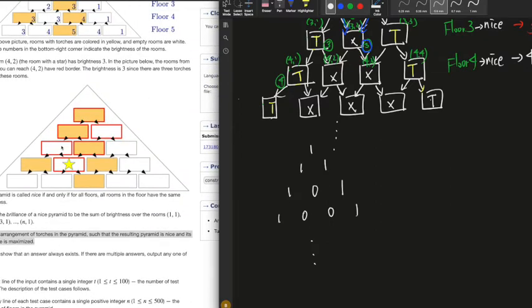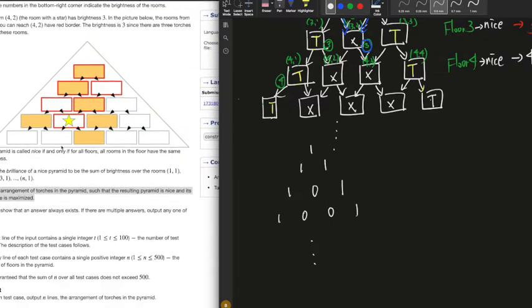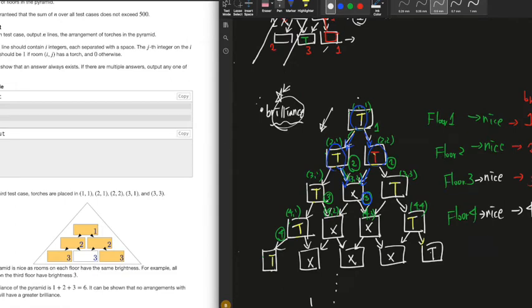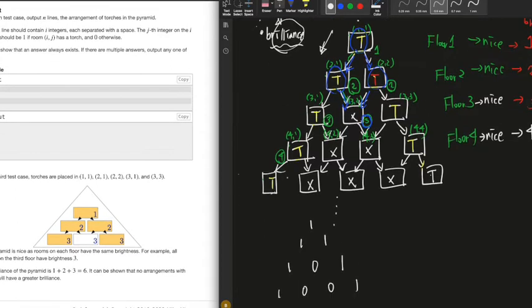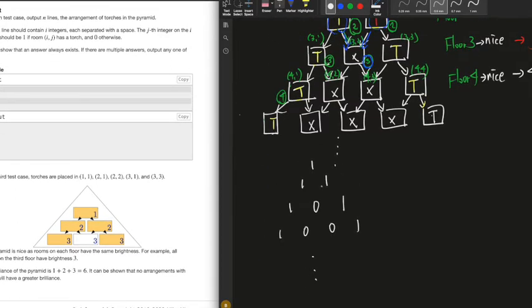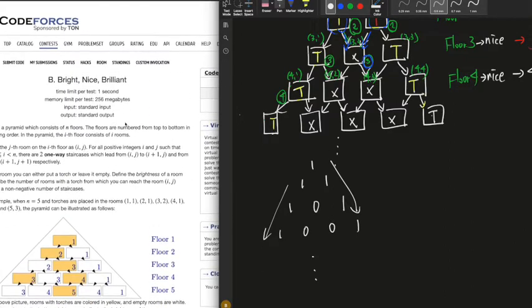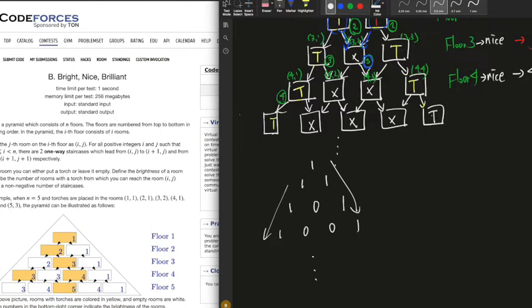At first the picture seems pretty hard, but after figuring out how it works, it seems so easy. We only need to print this kind of thing with for loops. That's it for problem B.